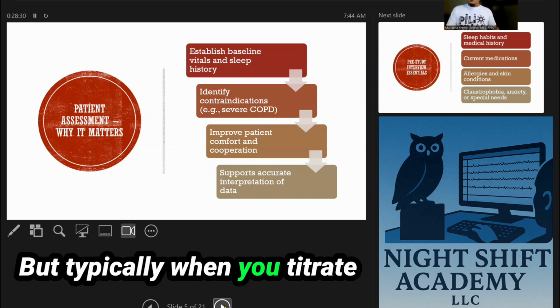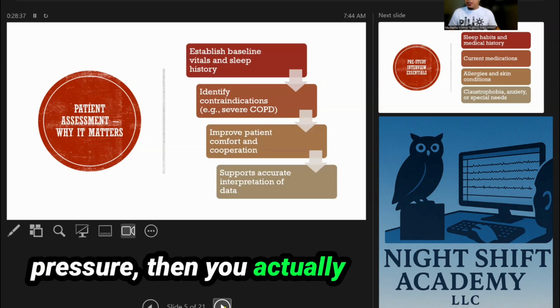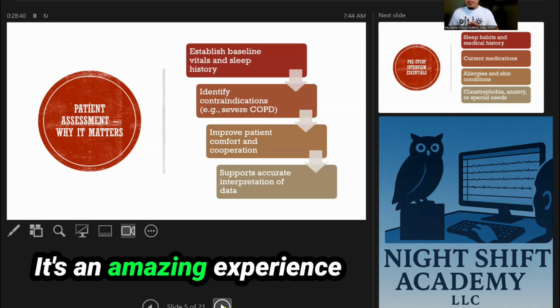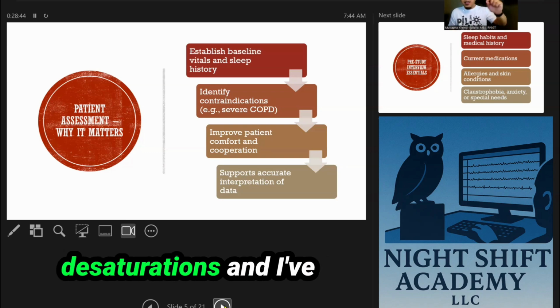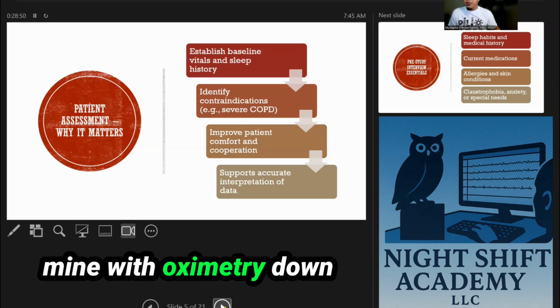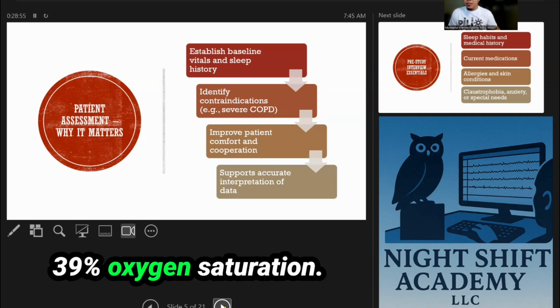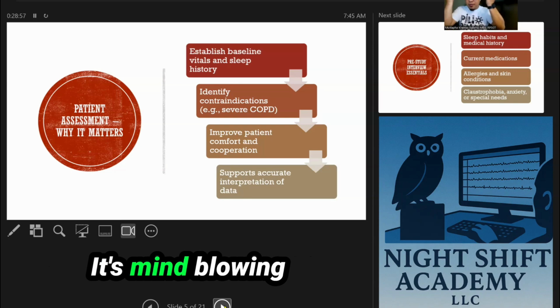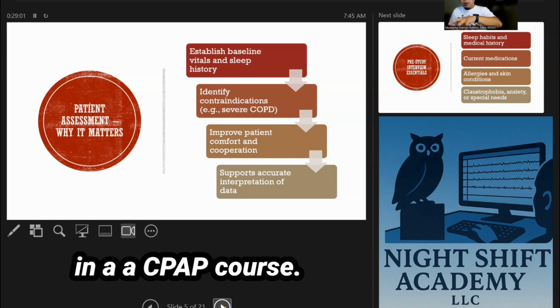But typically, when you titrate a COPD patient, when you are at an appropriate bi-level pressure, you actually help them that night. It's an amazing experience when you see these severe desaturations. I've seen COPD patients of mine with oximetry down to the 40s, sometimes 39% oxygen saturation. It's mind-blowing because, wow, how can you live like that? But then I put them on a CPAP.